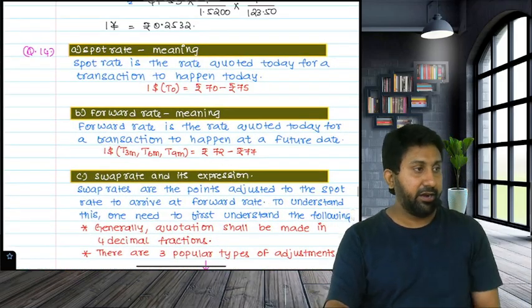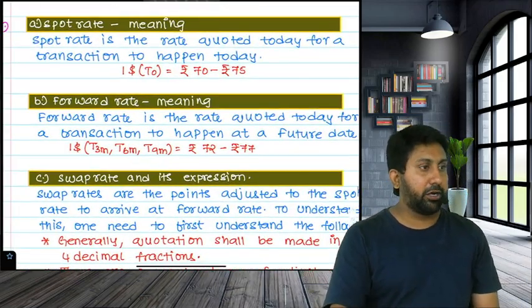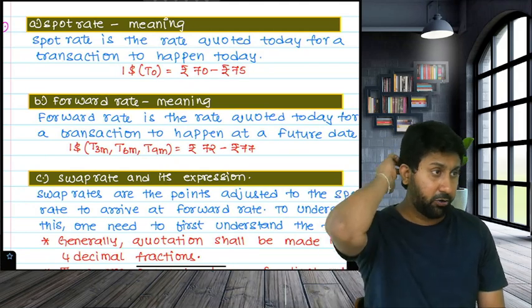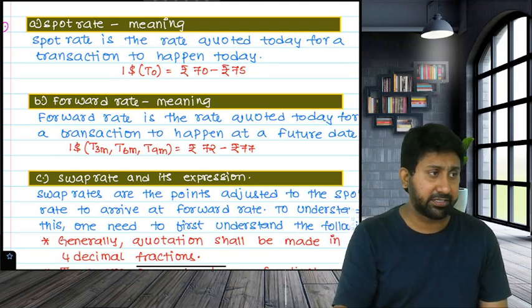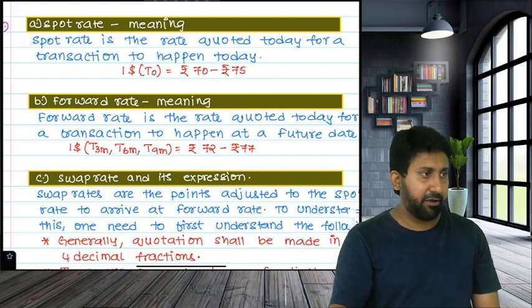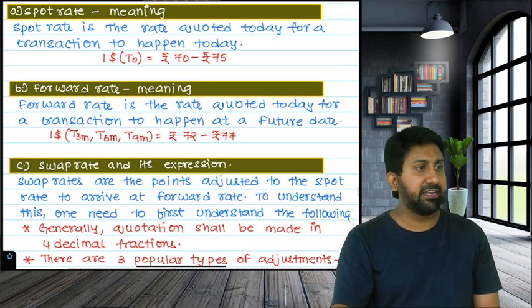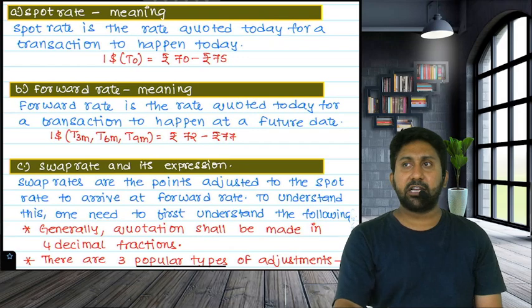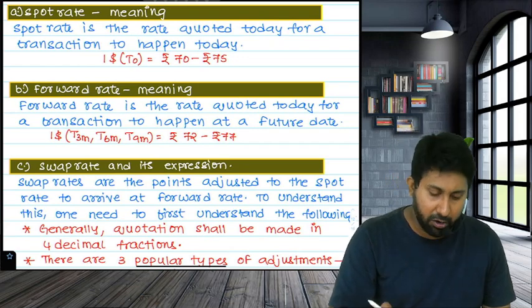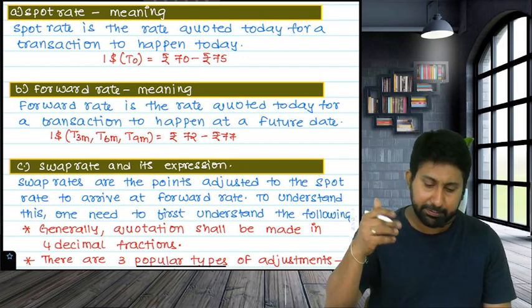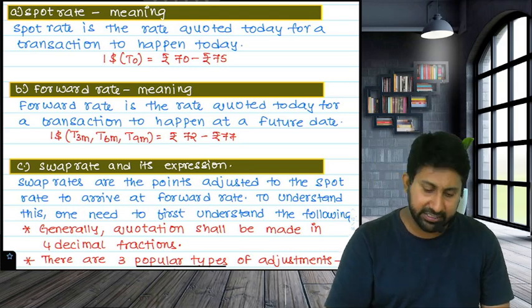First, I will read it. Spot rate is a rate quoted today for a transaction to happen today. $1 today's rate 70-75. Forward rate is a rate quoted today for a transaction to happen at a future date. $1 3 months after, 6 months after, 9 months after, 72-77.